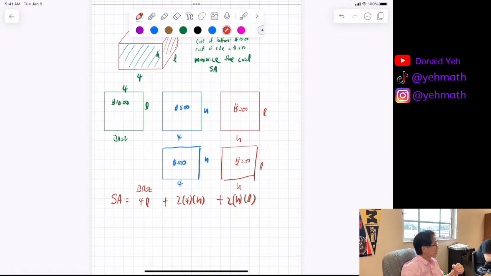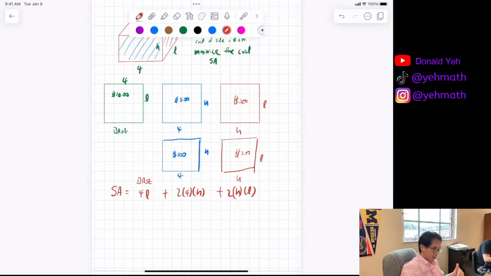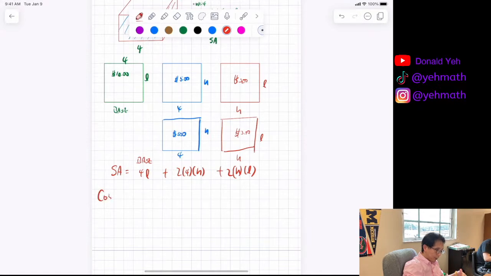That's without cost. Now I have to implement the cost on top of the surface area. It's going to be 4L, but the cost is going to be what? $10, right? So I'm going to write down $10 here. Plus 2 times 4 times H, but this one is going to be what?